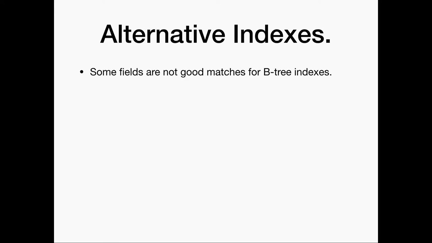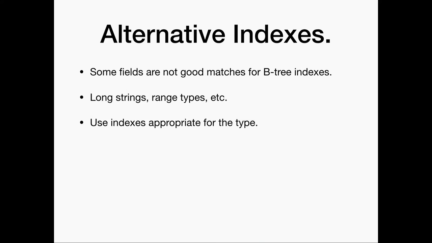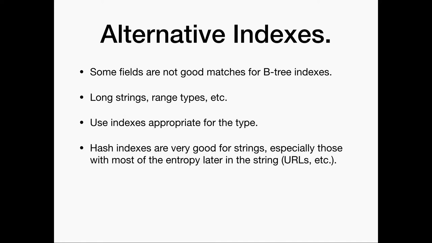So, as I mentioned before, a lot of columns aren't great matches for B-tree indexes: long strings, range types, things like that. So use the indexes appropriate for that type. For things that you use for queries and that monotonically increase with insert order, BRIN indexes are great for that kind of thing. And again, hash indexes are very useful for strings, especially where a lot of the entropy is near the end.